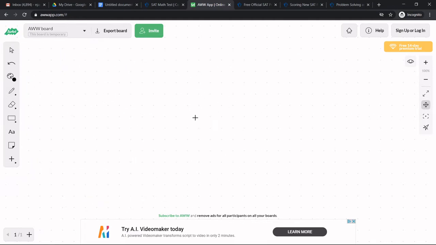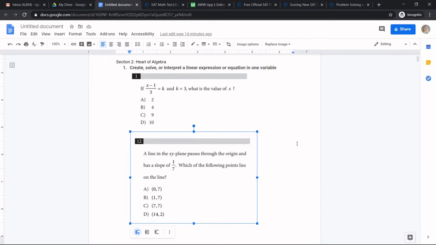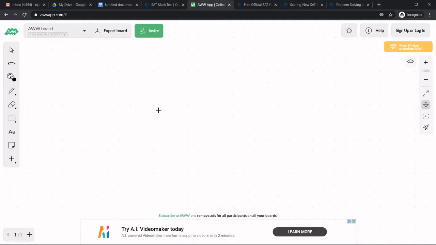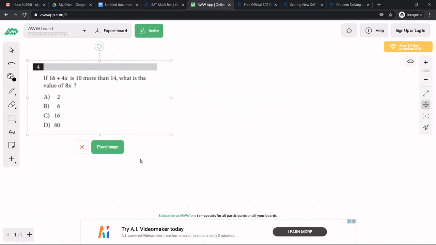Alright, so a bit harder, but still shouldn't be too bad. Now let's go on to the next one. Just another pretty simple solving equation.